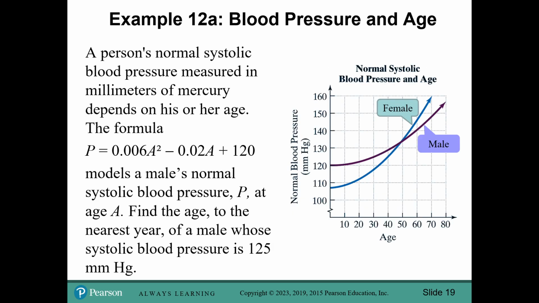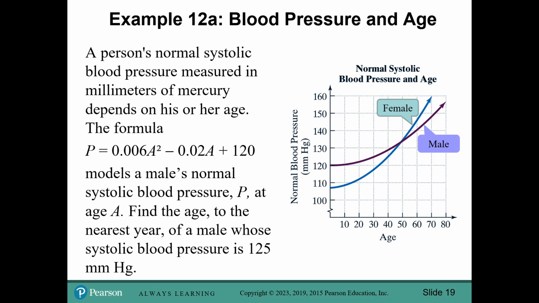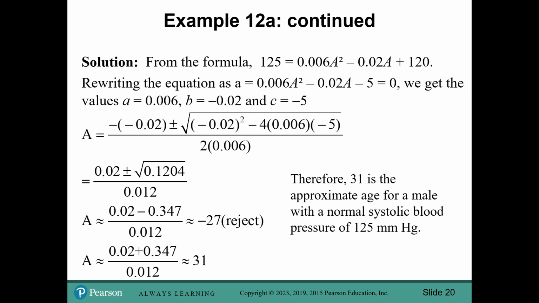So essentially what we're looking for is solving where this equation equals 125. Because we've got this formula here that models the male's normal systolic blood pressure, and we want to find the age to the nearest year of a male whose systolic blood pressure is 125. So that's why we set 125 equal to 0.006a squared minus 0.02a plus 120.